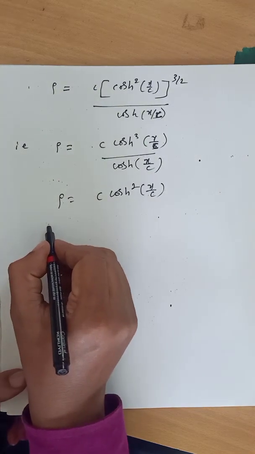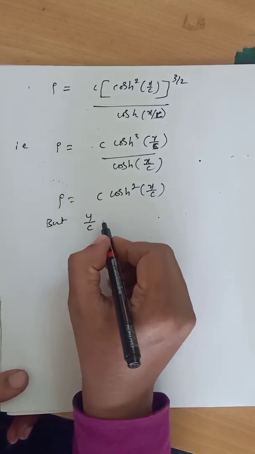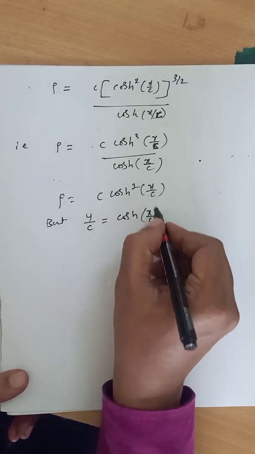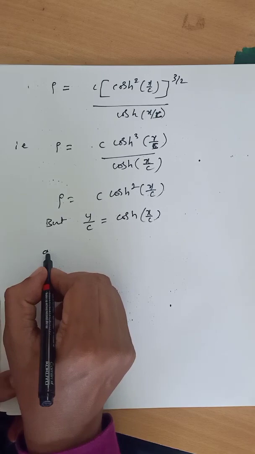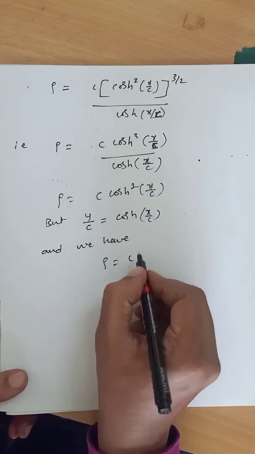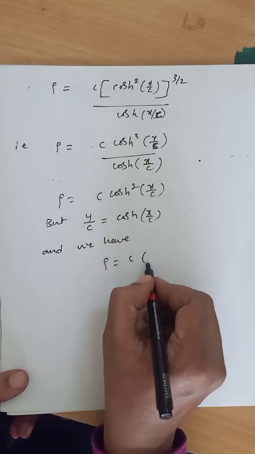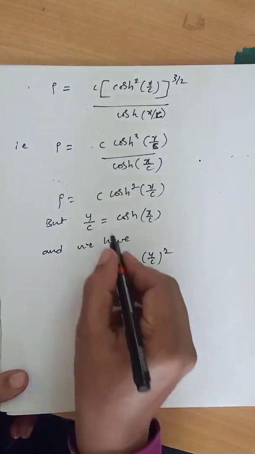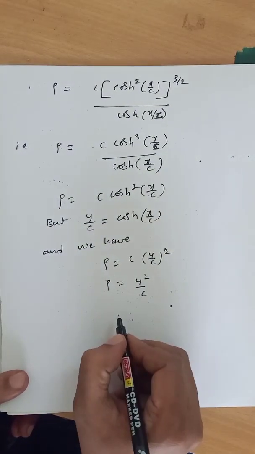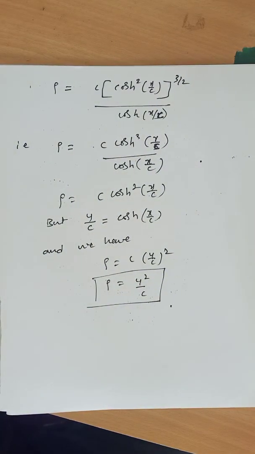From the given equation, shall I write y by c equal to cos hyperbolic x by c, for convenience to substitute here. And we have rho is equal to c into cos hyperbolic square x by c, which is y by c whole square, because y by c equals this. So rho is equal to y square by c, the required radius of curvature of the given curve. Write on this.